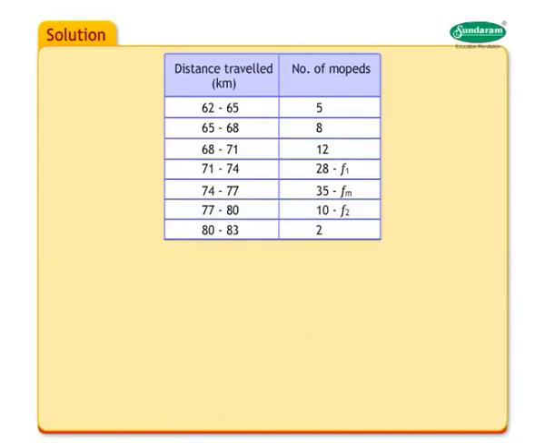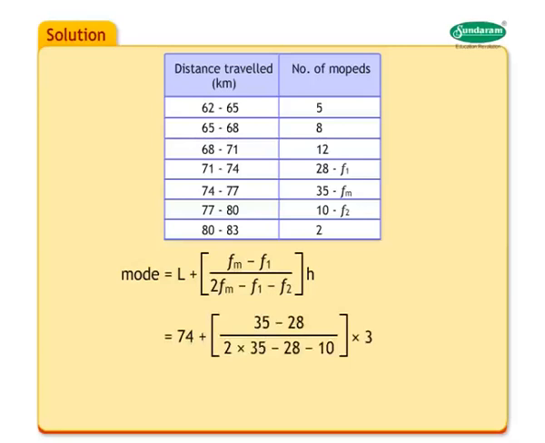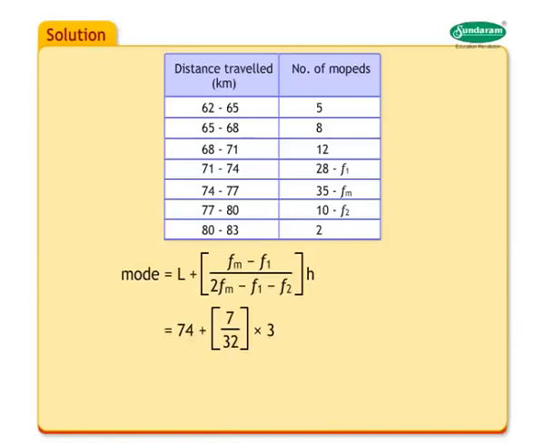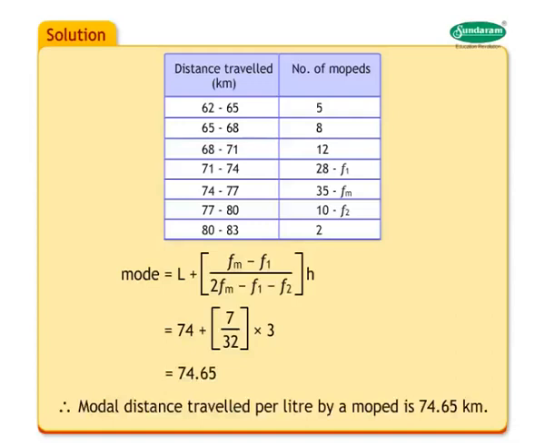Thus, mode is equal to l plus (fm minus f1 upon 2 fm minus f1 minus f2) into h. By substituting the values, we get 74 plus (35 minus 28 upon 2 into 35 minus 28 minus 10) into 3, is equal to 74 plus (7 upon 70 minus 28 minus 10) into 3, is equal to 74 plus (7 upon 32) into 3, is equal to 74.65. Thus, the modal distance travelled per litre by a moped is 74.65 kilometres.